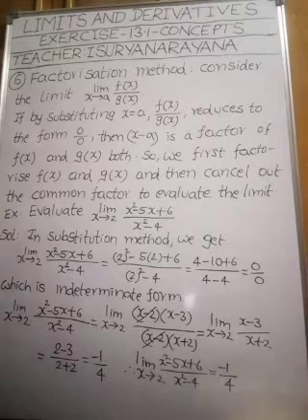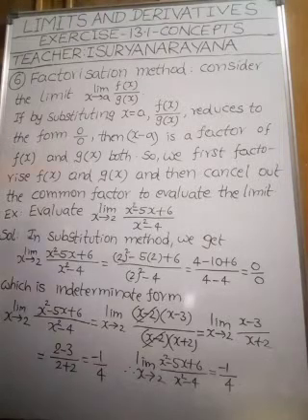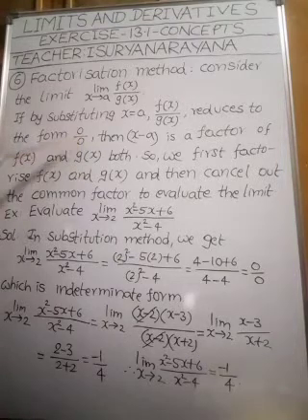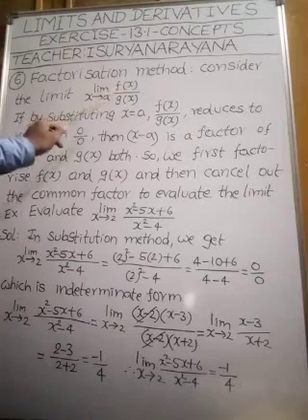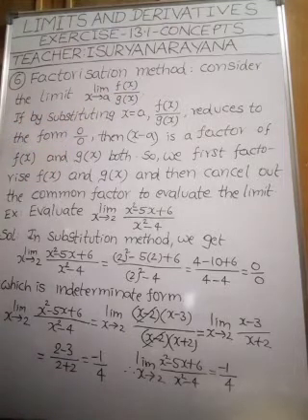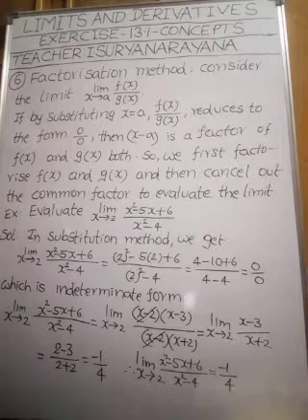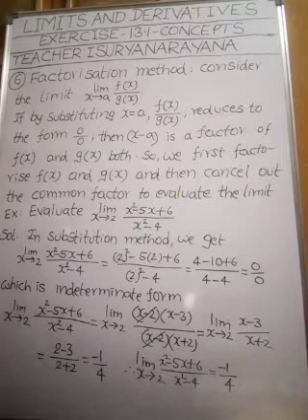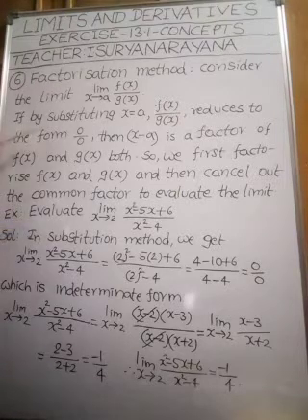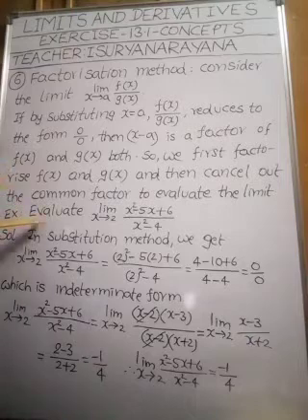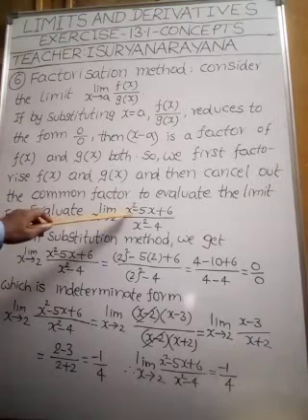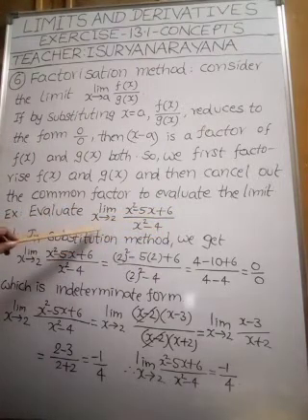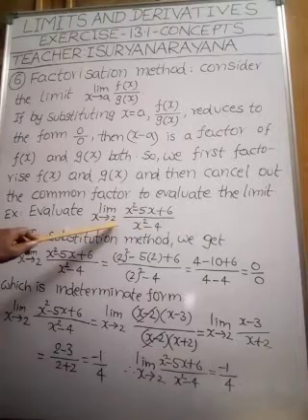If you use the substitution method, sometimes we get 0 by 0 form, which is called indeterminate form. In this case, we have to factorize the numerator as well as the denominator by using the previous knowledge. Then we find the limit of that function by cancelling out the common factor. Let us take an example to understand this point clearly. Evaluate the limit as x tends to 2 of x square minus 5x plus 6 by x square minus 4. We have to find the limit of this function as x tends to 2.